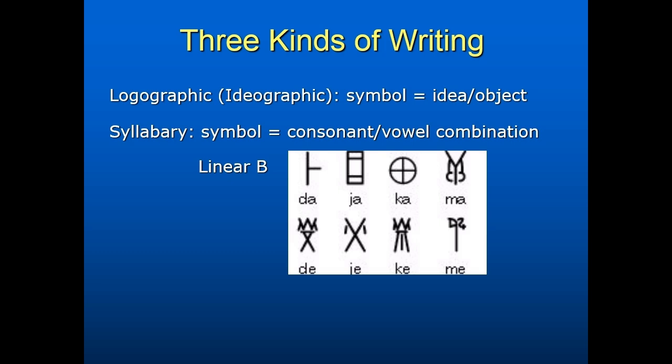Then Michael Ventris came along. He had been a code breaker in World War II, and he put his skills to work on this system of writing. Eventually he found, to most people's surprise, that the unknown language was actually an early form of Greek, in which each symbol represented a syllable. As you can see here, da, ja, ka, ma. Each symbol a consonant followed by an A sound, and another set of symbols for those consonants followed by the E sound.